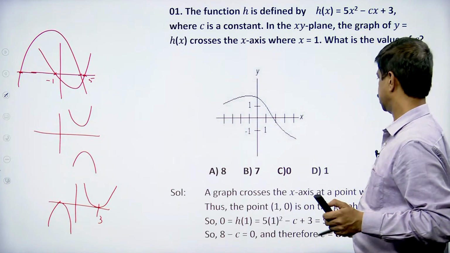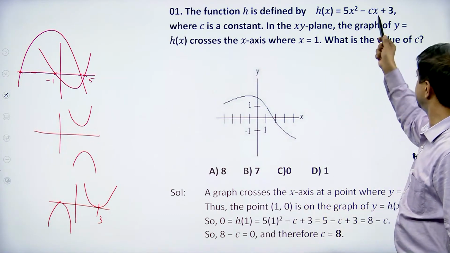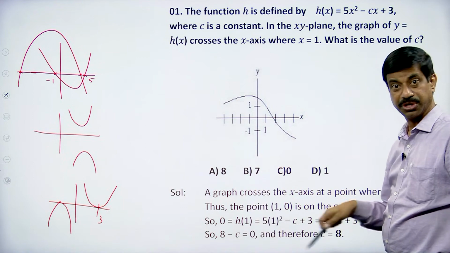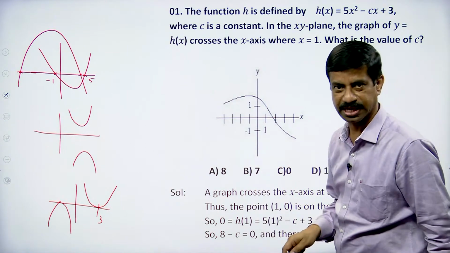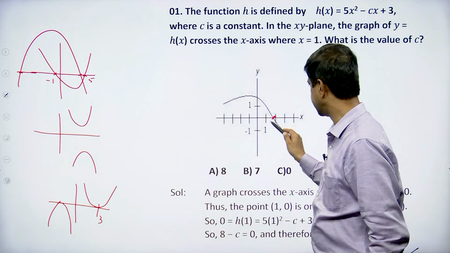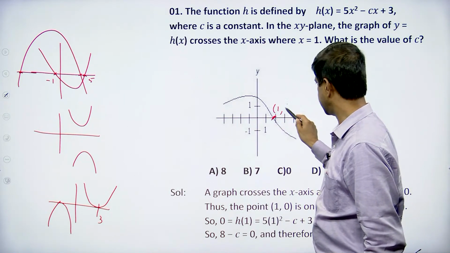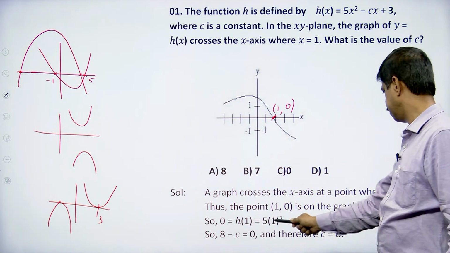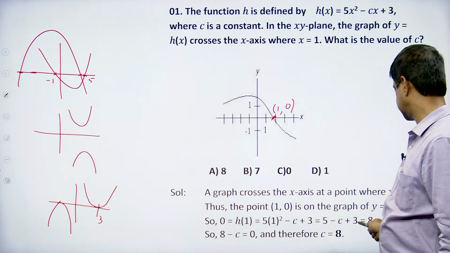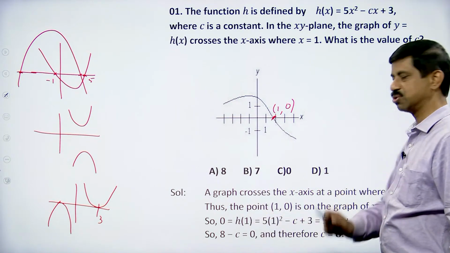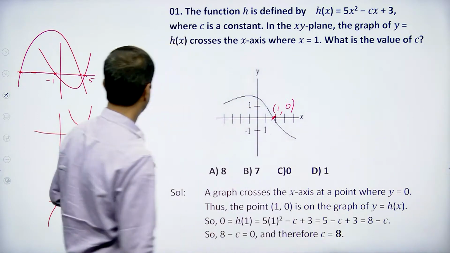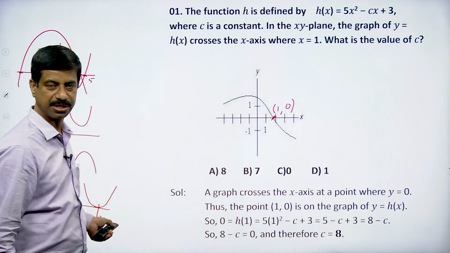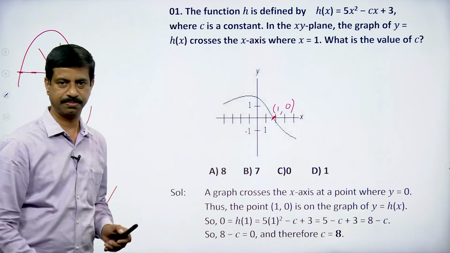So 5 into 1 squared minus c into 1, that is c, plus 3 is equal to 0. Because it is a root, it is crossing the x-axis, which means y is 0 here. So x is 1, y is 0. So this is 5 minus c plus 3. 5 plus 3 is 8, minus c equal to 0. So c equal to 8. So this is the solution. Here you have two solutions, here no solutions, and here one solution. Right, children? Please note it fast.